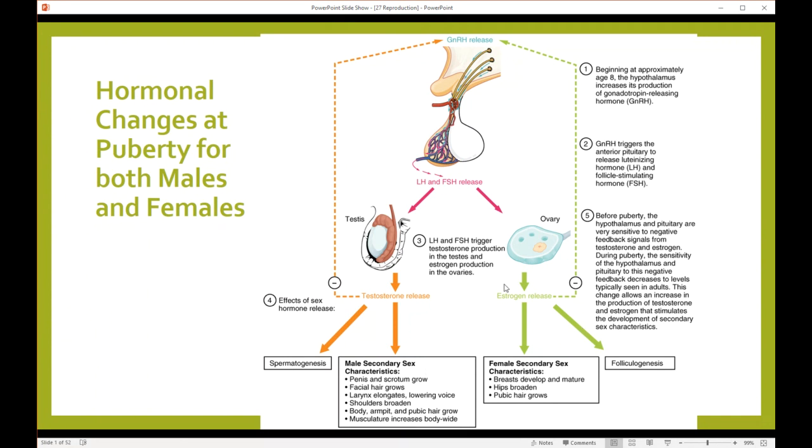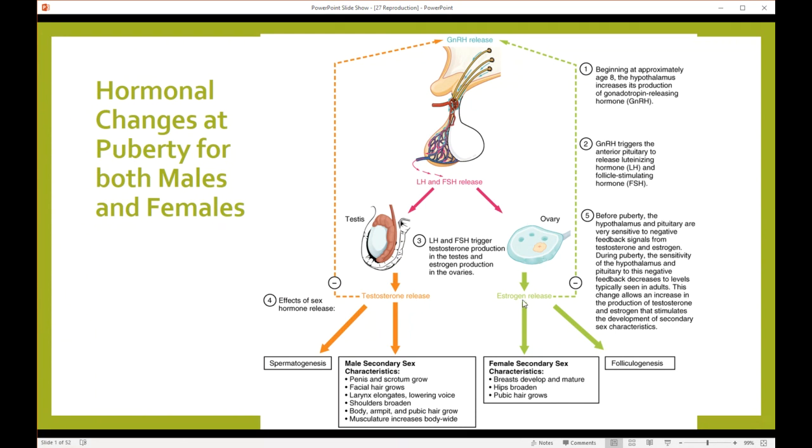Then we're going to have some effects of those sex hormones being released, right? So we're going to get spermatogenesis for the males, and we're going to start to see the male secondary sex characteristics. These are identifiable physical characteristics that help us to identify that as a male. And so the penis and scrotum are going to start to grow. Facial hair is going to start to grow. The larynx is going to elongate. That helps to lower the voice. Shoulders can start to broaden. Body, armpit, and pubic hair are going to grow. And musculature is going to increase body wide.